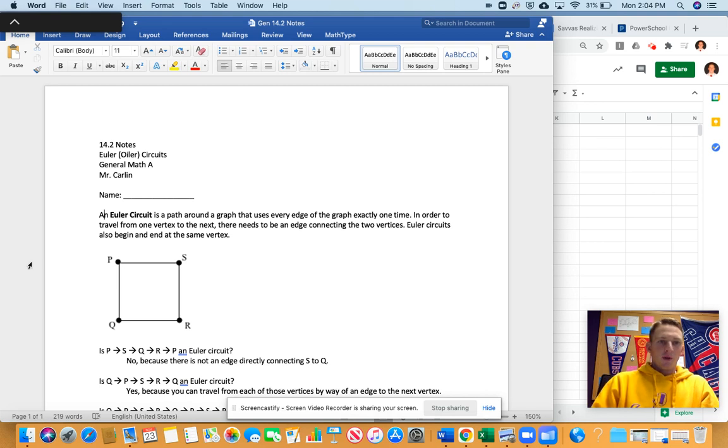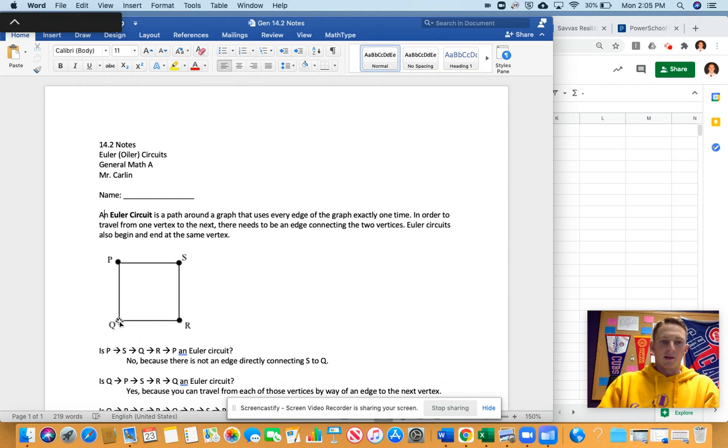All right, 14.2 for general math. We were talking about Euler circuits. It's spelled kind of funny, but it's pronounced Euler. An Euler circuit is a path around a graph, so the same graphs that we saw yesterday, that uses every edge of the graph exactly one time in order to go from one vertex to the next. So there needs to be an edge connecting every vertex, and they begin and end at the same vertex.